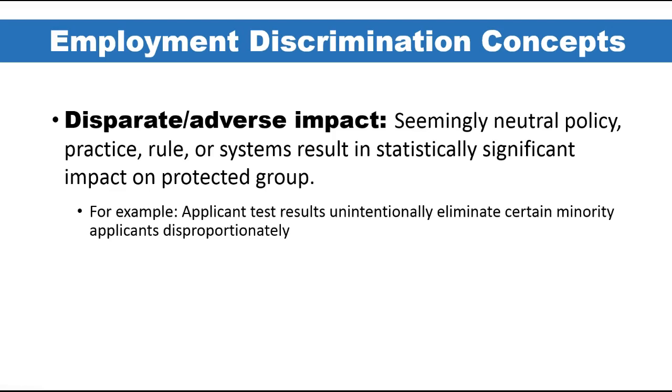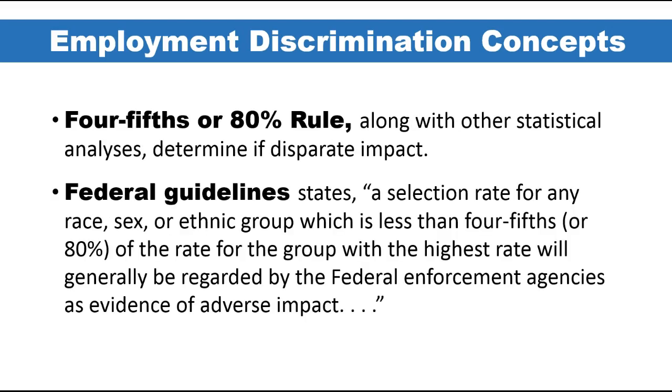Another employment discrimination concept is that of disparate impact or adverse impact. This is when a seemingly neutral policy, practice, rule, or system results in a statistically significant impact on a protected group. So for example, applicant test results unintentionally eliminate certain minority applicants disproportionately. And how the court figures this out is to apply this rule. It's called the 4/5 or 80% rule. And it uses not only this particular rule, but other statistical analyses and other tools to determine if disparate impact has occurred.